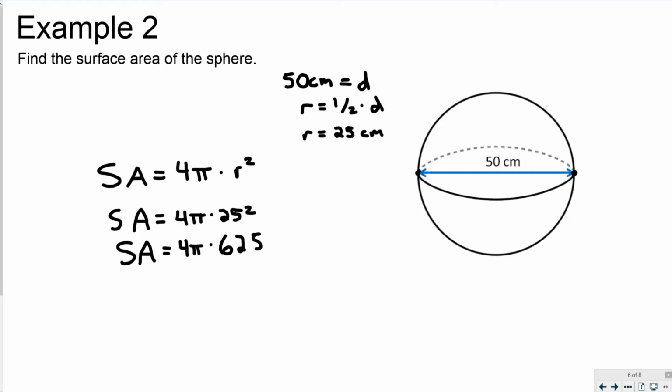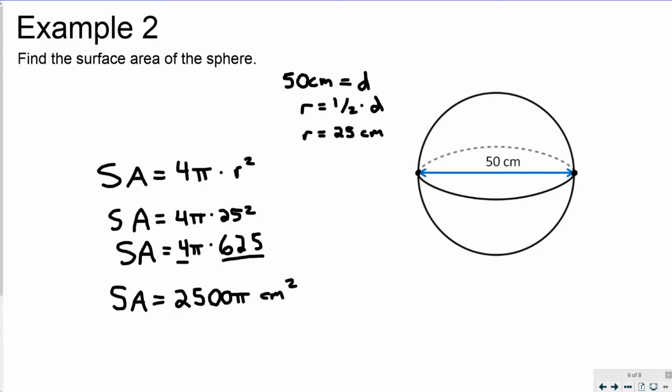So like before, I'm going to multiply the 4 and the 625 to get the exact answer. 4 times 625, so the surface area here is 2,500 pi centimeters squared.